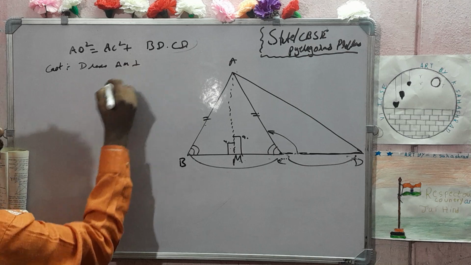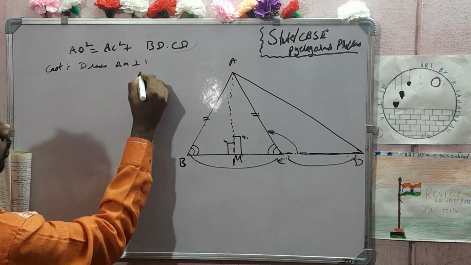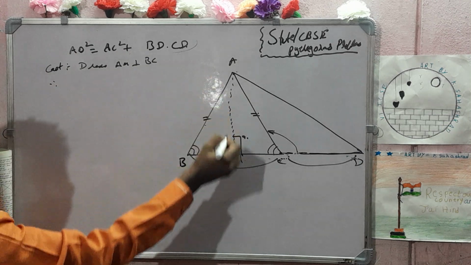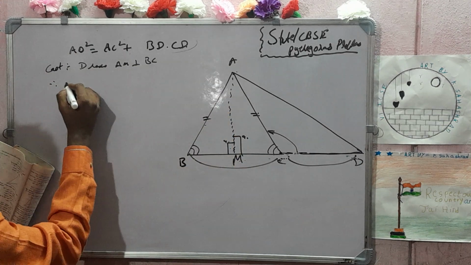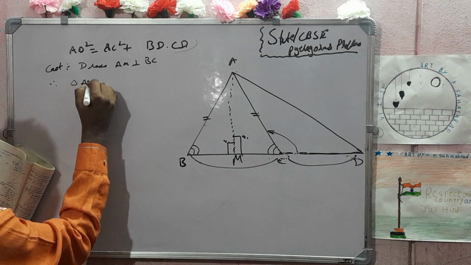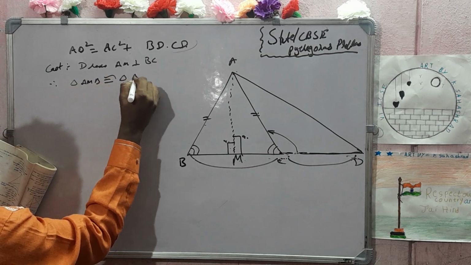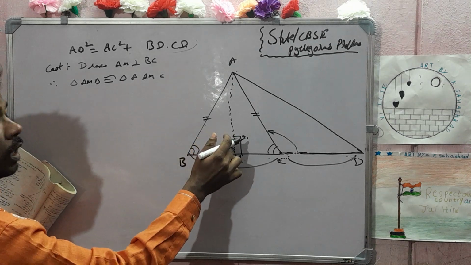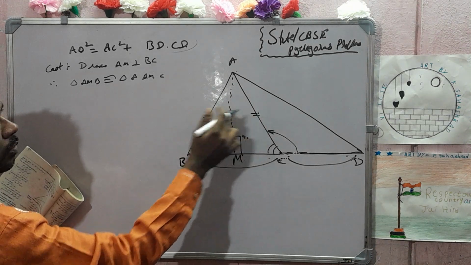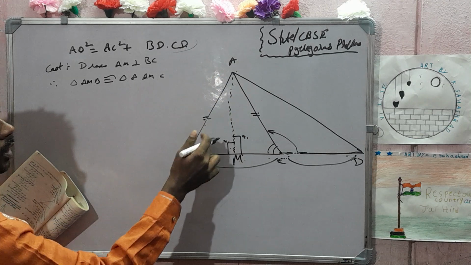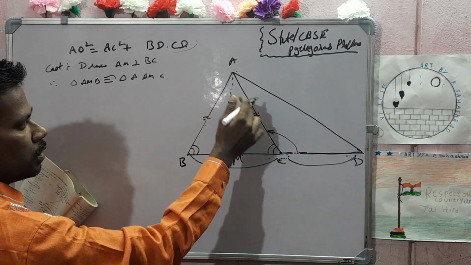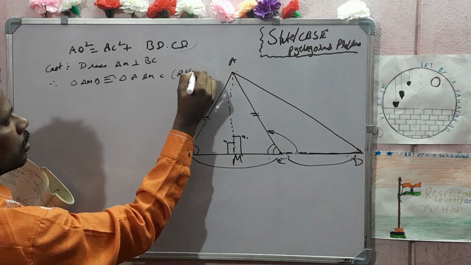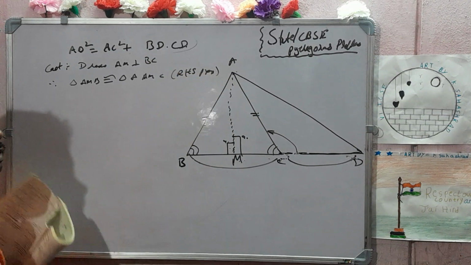Draw AM perpendicular to BC. Therefore, triangle AMB is congruent to triangle AMC. Why are they congruent? Because of right angle, hypotenuse and side. Because AB is equal to AC, this is the common side and this is 90 degrees. By RHS property, the triangles are congruent.